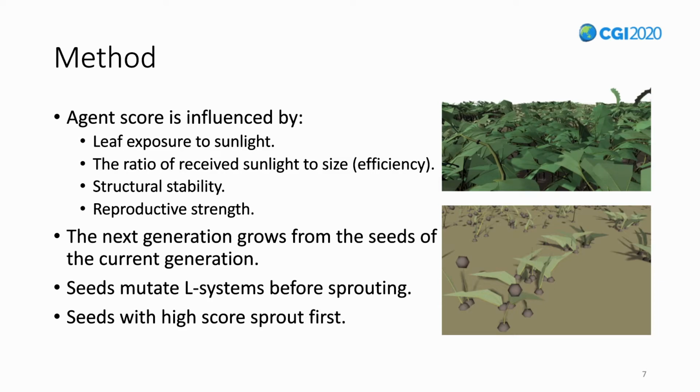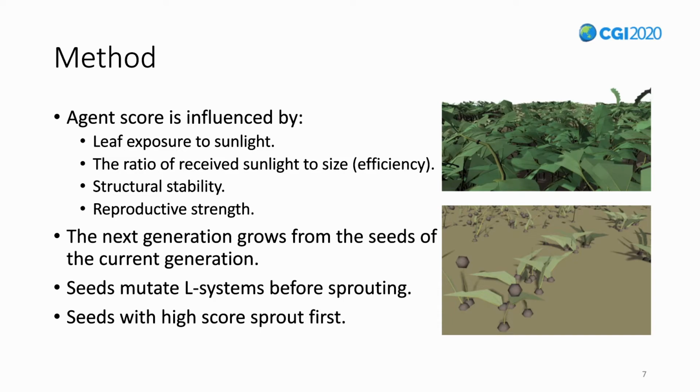Score is influenced by leaf exposure to sunlight. The sun moves in an arc-shaped path over the environment, and the strongest light is emitted at the highest point. Additionally, the angle of inclination matters. Leaves that orient themselves towards sunlight catch more of it.